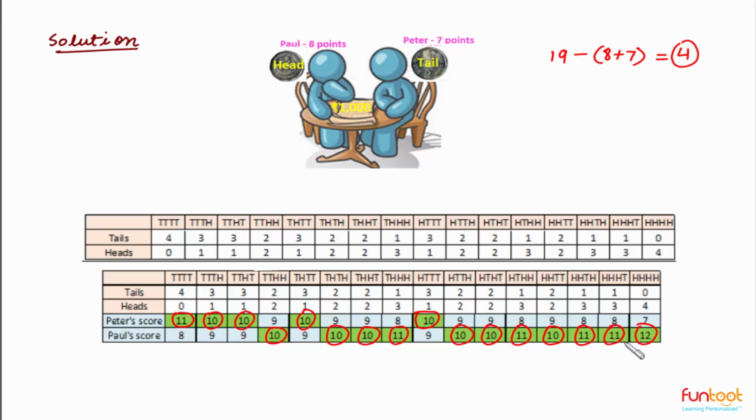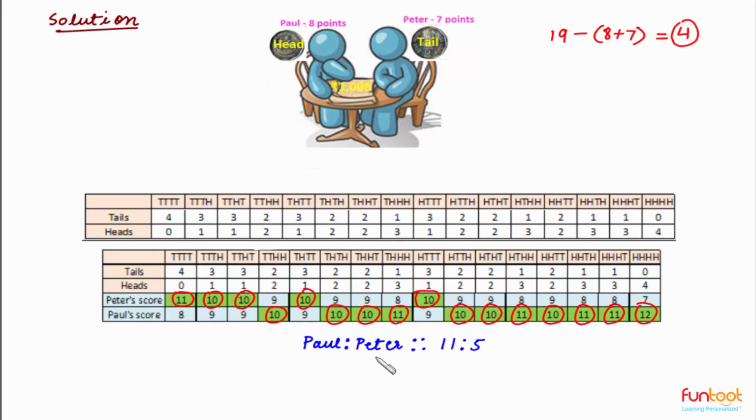And in case of Paul, there are 11 conditions when he will be victorious. So in case of Peter, we have 5, and in case of Paul, we have 11. So here is how we will divide the prize money between Paul and Peter in the ratio of 11:5.